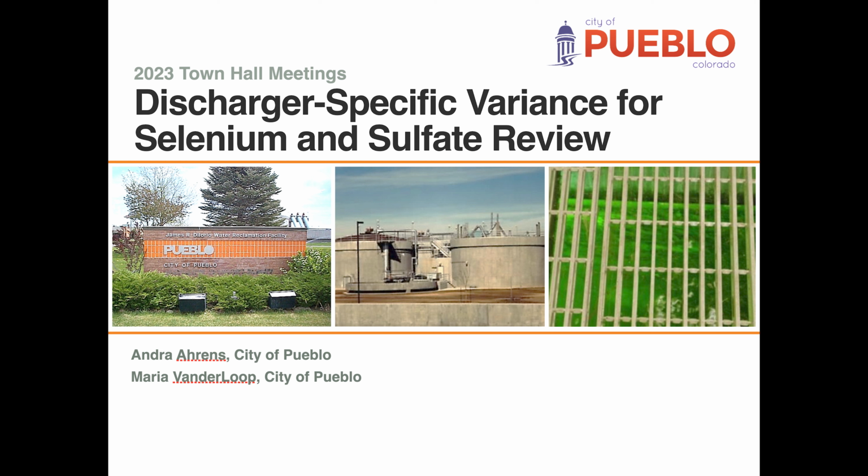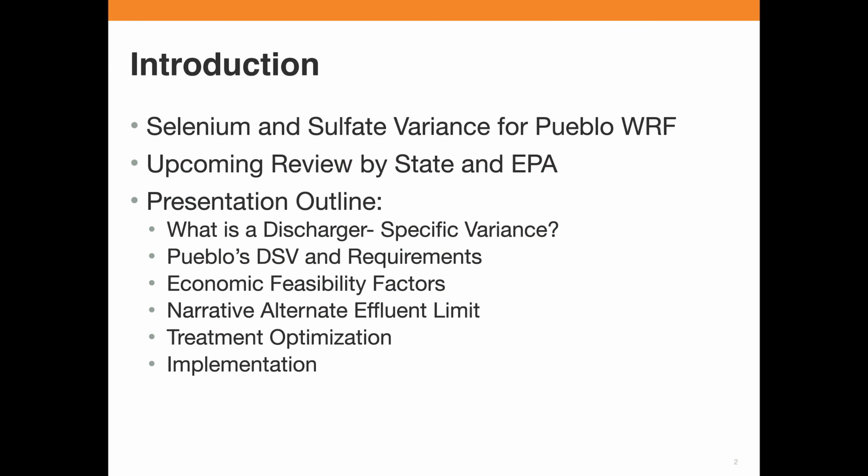So tonight we're going to walk through this presentation. We're going to start with the selenium and sulfate variance for the Pueblo Water Reclamation Facility, and we have an upcoming state and EPA review in October. So we're going to tell you all about this specific variance and what it is, the economic feasibility factors, how we were able to get it, and how we've implemented it.